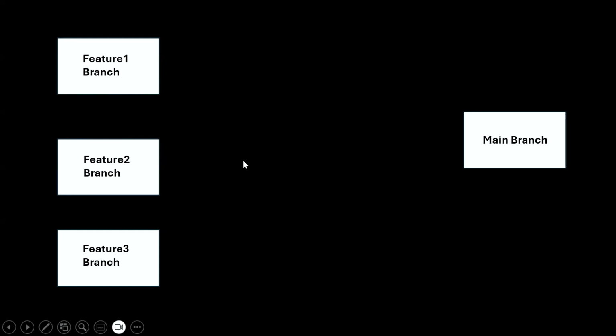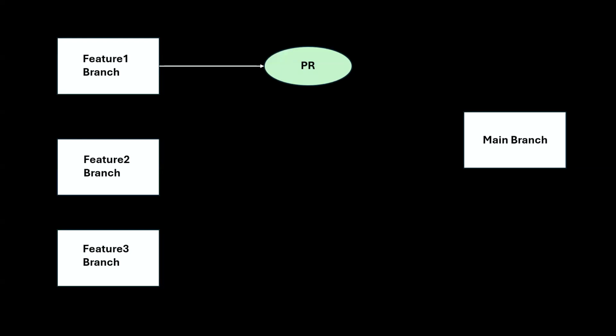Okay. Once they push their code to the different branches, now we have to merge all these 3 codes to the main branch. So let's say we have one team leader for your project. The team leader has to review your code. But how will the team leader get to know whether you have pushed your code to the branch or not? So for that purpose, you will create one PR. PR means pull request.